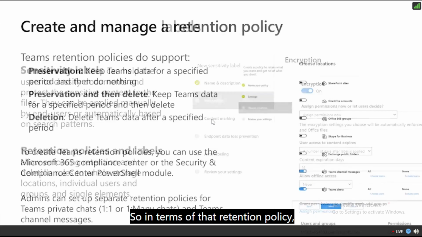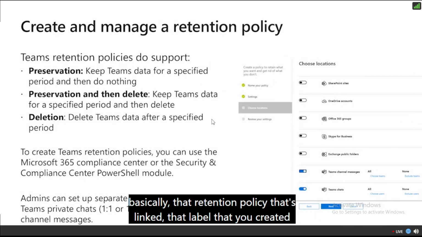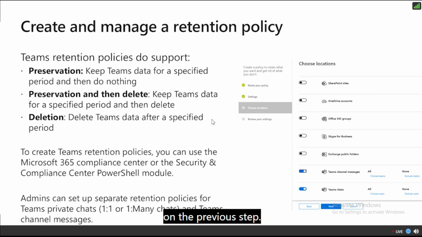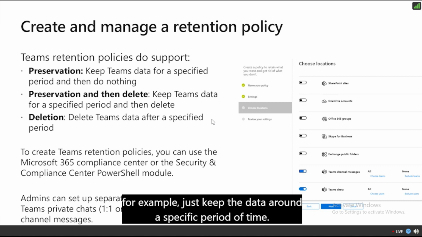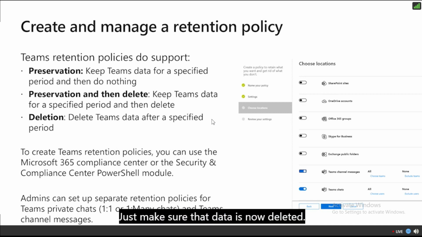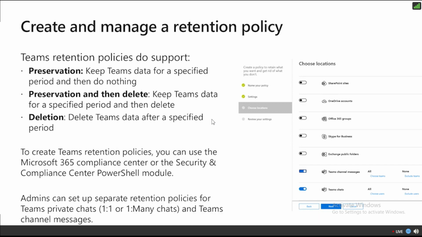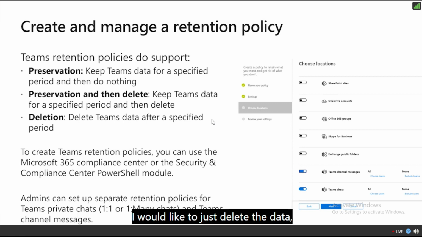In terms of that retention policy, which is linked to the label that you created in the previous step, you can build policies around preservation. For example, just keep the data around for a specific period of time, let's say 5-6 years, but after that I will do nothing, so the data is still there. Just make sure that data is not deleted. Secondly, you can say after 5-6 years I would like to delete the data. And the last one is just delete.